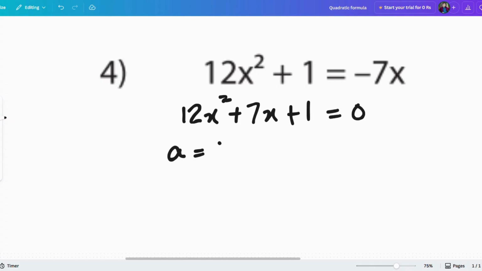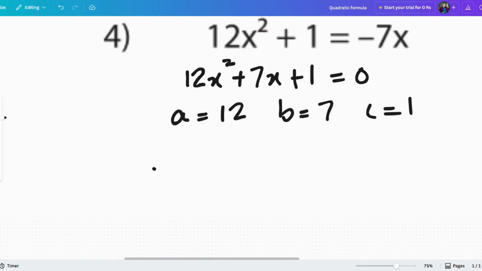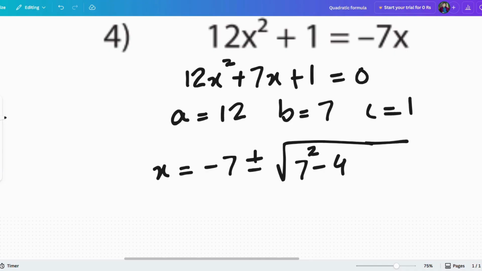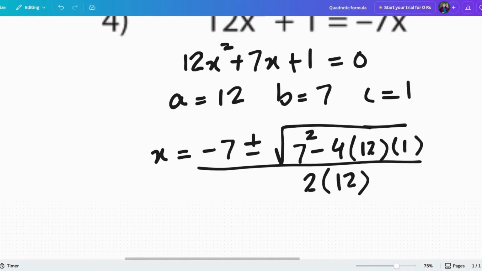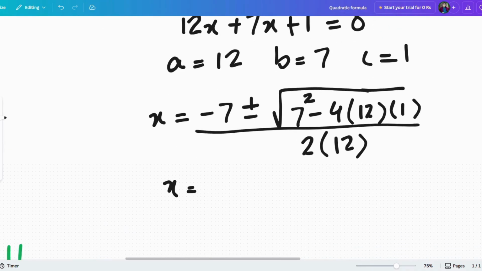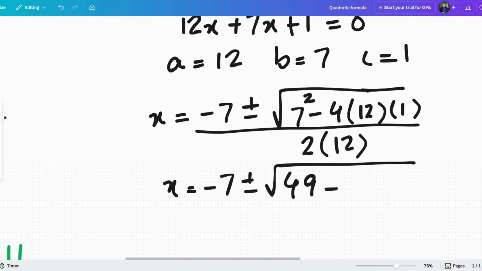So now a is equivalent to 12, b equals 7, and c equals 1. I'm going to put these values into the quadratic formula. So x is equivalent to minus b, which is -7, plus minus radical 7 squared minus 4, a is 12, and c is 1. All of it divided by 2 times a, which is 12. So now x equals -7 plus minus radical 49 minus 12 times 4. 12 times 4 is 48.